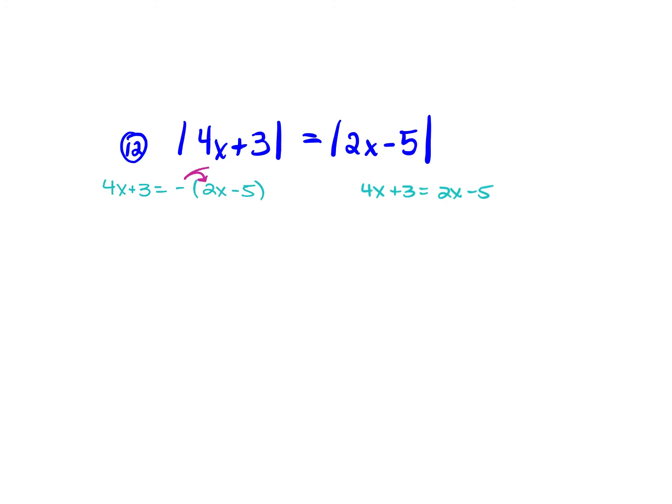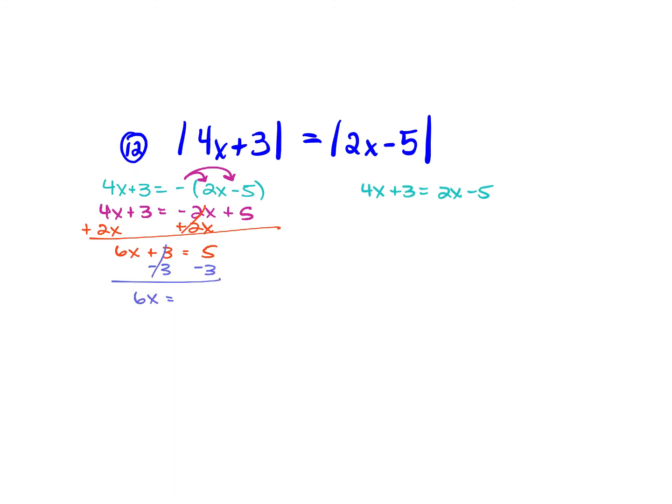If we distribute the negative on the left, we're going to have 4x plus 3 is equal to negative 2x plus 5. From here, I would move the 2x over, add it to both sides. This would give you 6x plus 3 is equal to 5. From there, subtract the 3 from both sides. You get 6x is equal to 2. And then divide each side by the 6 to get that x is 1/3.